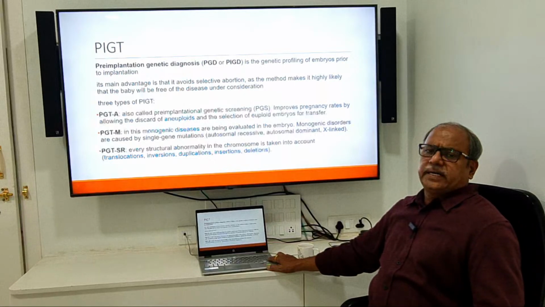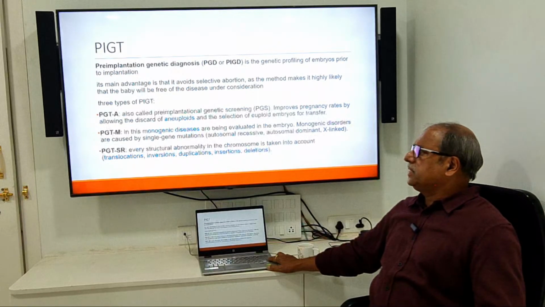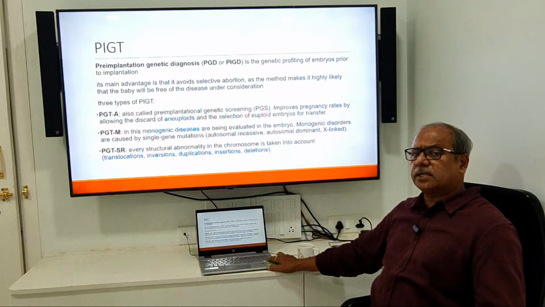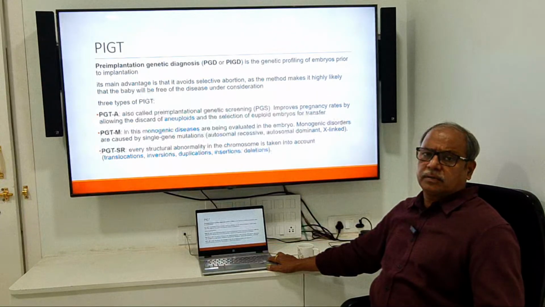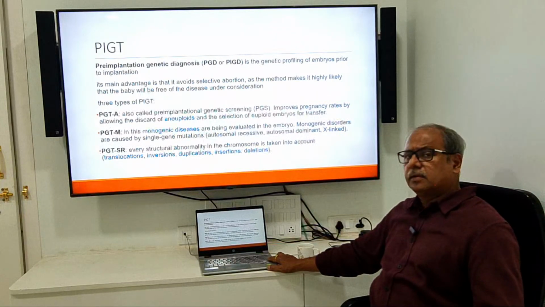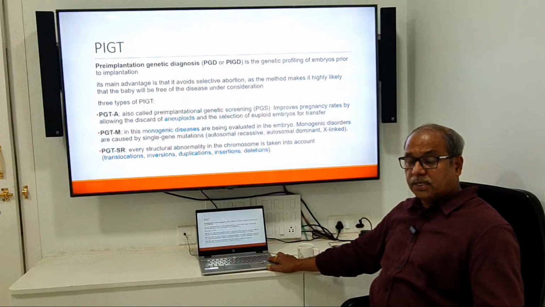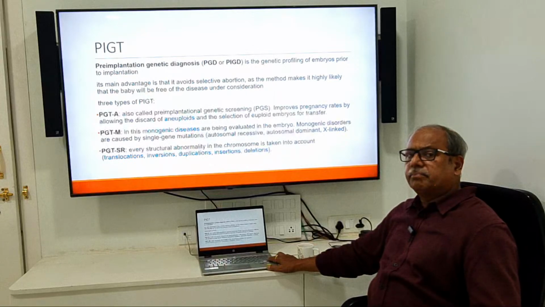Mendelian disorder identification is PGT-M, and PGT-SR is structural rearrangement in the chromosome which creates abnormality. It may not be in the baby, but a future baby might have it, or there might be some missing part of the chromosome which contains important genes in those breakage points.